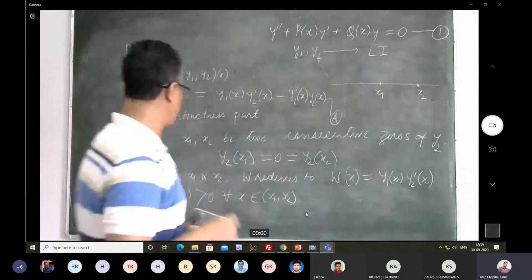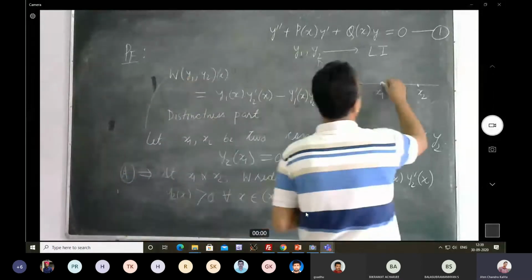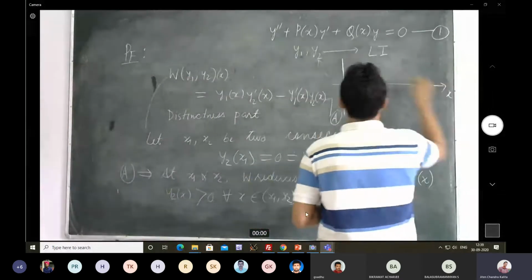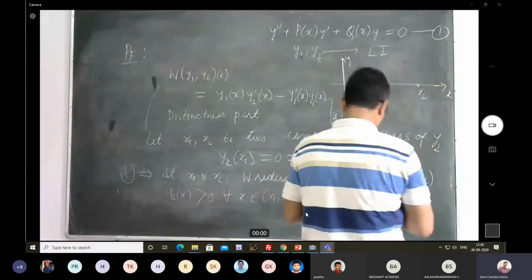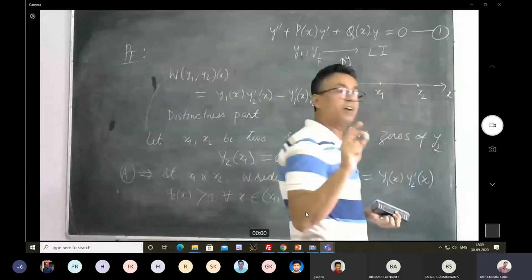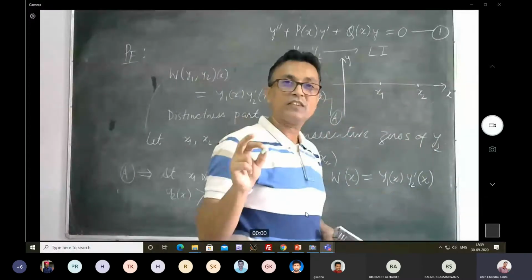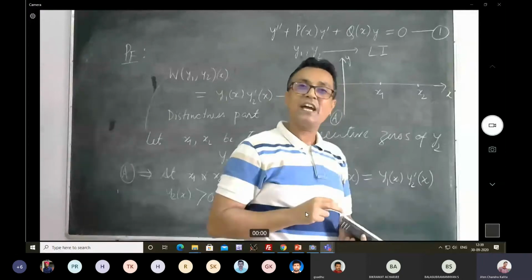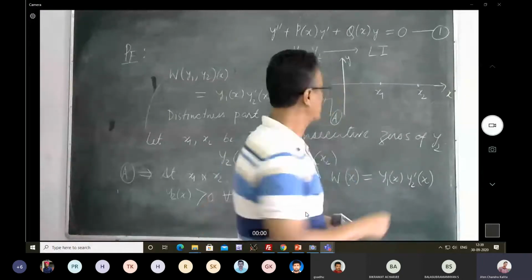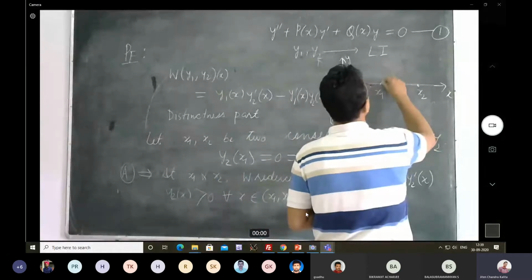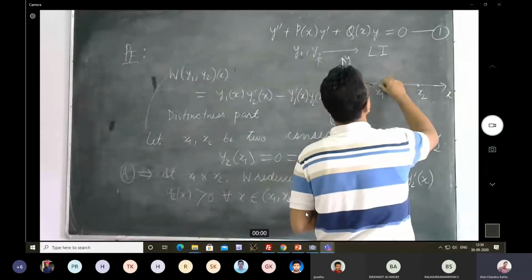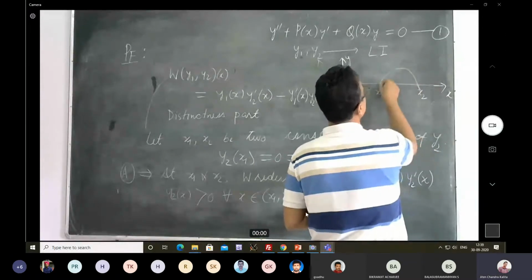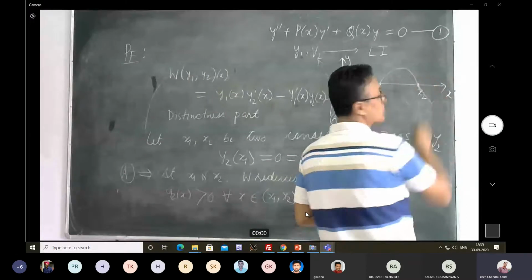So what is going to happen? The curve of the function y2 is going to lie above the x-axis in the interval x1 to x2, right? But x1 and x2 are zeros of y2. So obviously, the function being continuous, it has to rise at x1 and fall at x2. Are you getting the point?